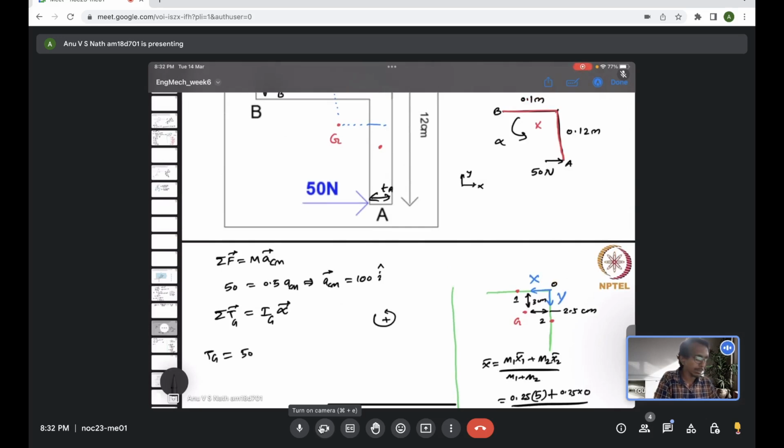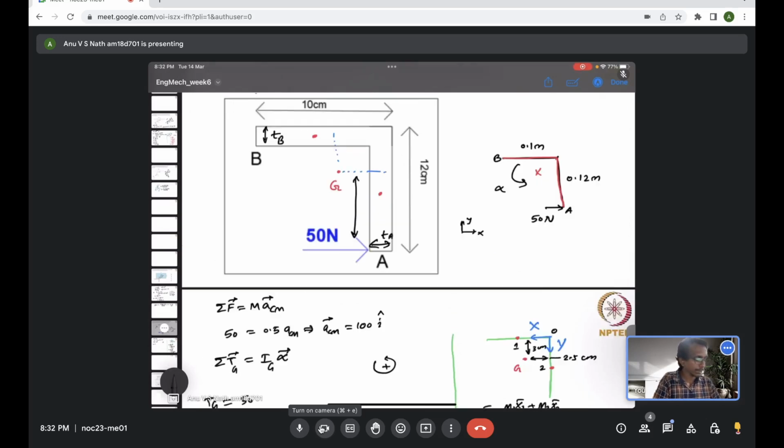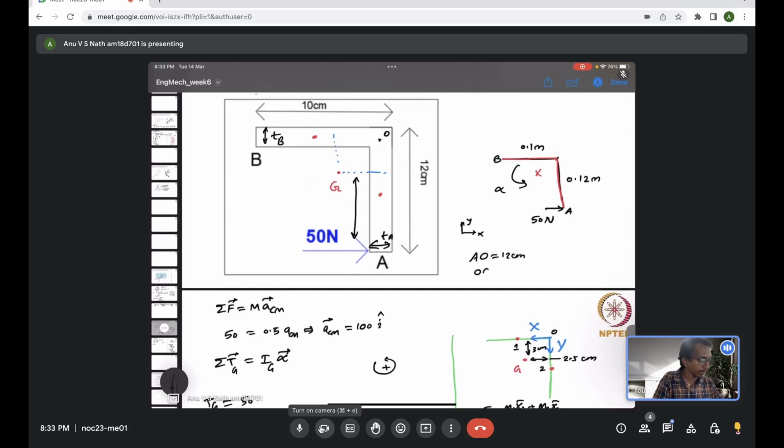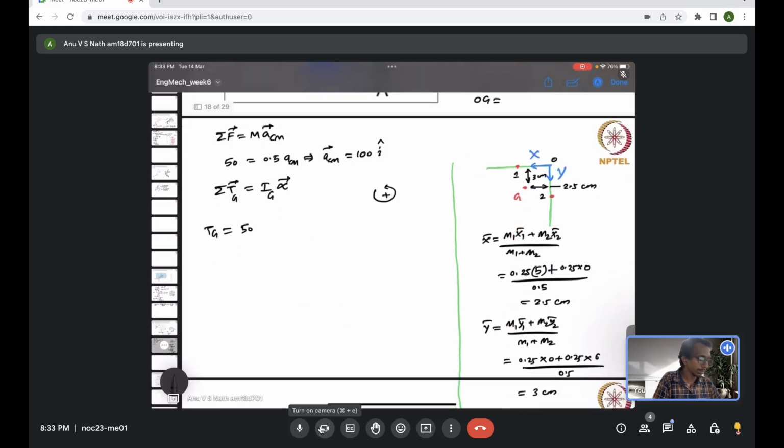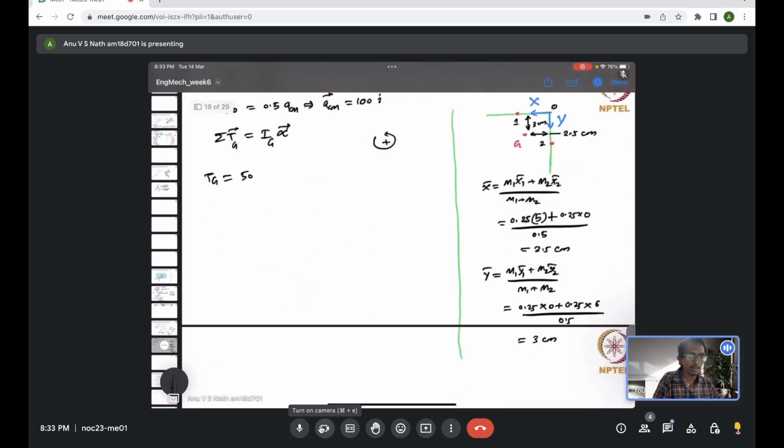It's an anti-clockwise moment, and it is the distance, the moment arm, which is basically this distance about the center of mass, which you can see. So you can see from A, this is a point O we were thinking, right? So A to O, the distance is 12 centimeter, the corner. Now O to G we have just evaluated, which is the y bar, which is 3 centimeter.